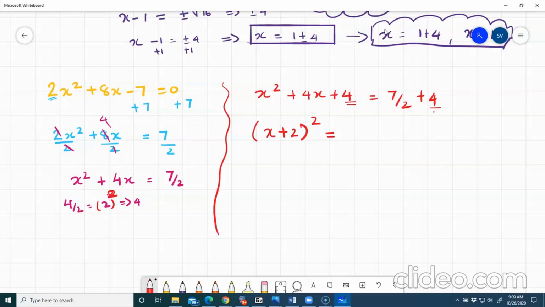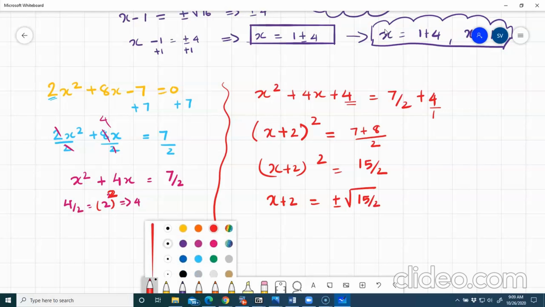Okay, the whole square equal to 7 by 2 plus 4. You can make 1 as a denominator, cross multiply and simplify. That is 7 plus 8 divided by 2. That is, x plus 2, the whole square, is equal to 15 by 2. So you can write x plus 2 is equal to plus or minus root of 15 by 2.